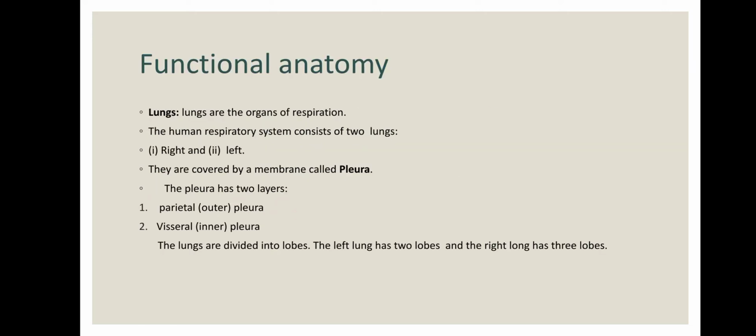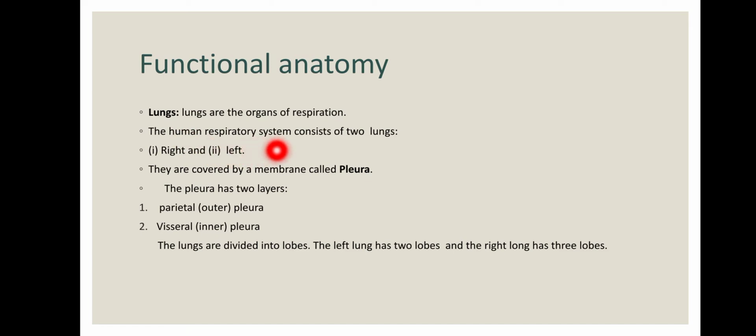Now we will see the functional anatomy. In functional anatomy we will learn about the lungs, airways, upper respiratory tract, lower respiratory tract, alveolus, and the types of cells. First, the respiratory tract means the lungs. Lungs are the organs of respiration.